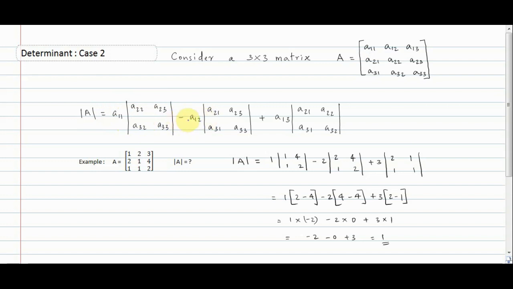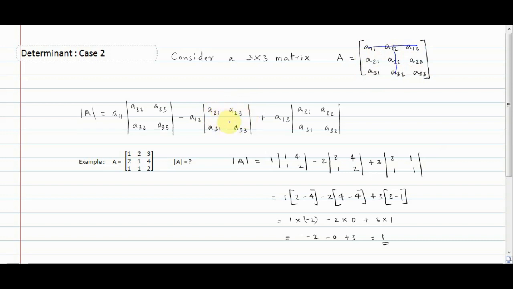Now minus A12 into the determinant of the elements which are left out after omitting row 1 and column 2 of the given matrix. So A12 is this element. It belongs to row 1 and column 2. So omit row 1 and column 2. Left out elements are these 4. Find out the value of the determinant with these 4 elements. So this is that determinant value.